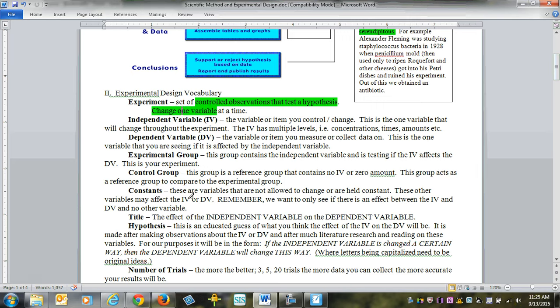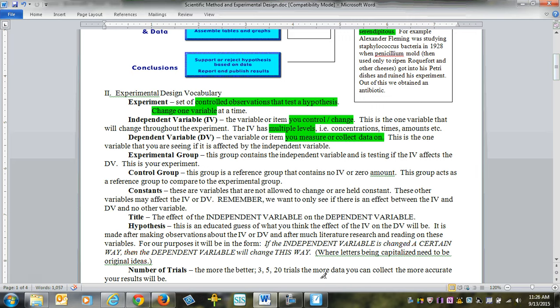All right, we have two types of variables, independent and dependent variable, or the IV and the DV. The independent variable is the one that you are going to control or you are going to change. Okay, this is the one variable that there'll be multiple levels of. There might be 0 grams, 5 grams, 10 grams, or it might be 30 degrees, 35 degrees, 40 degrees, 45 degrees. These are the levels that you are going to test your experiment at. Okay. Now, the dependent variable is the data that you're going to measure or the data that you are going to collect.